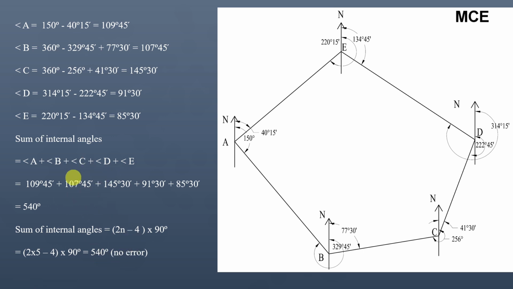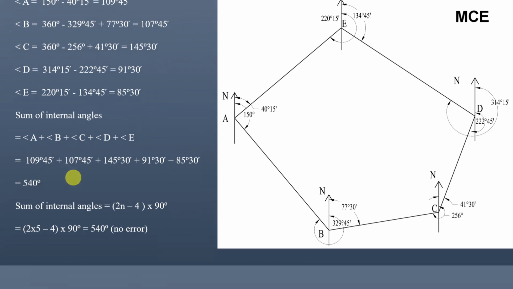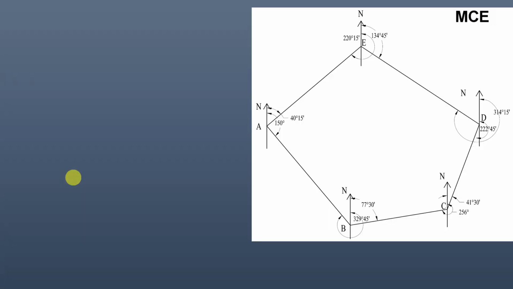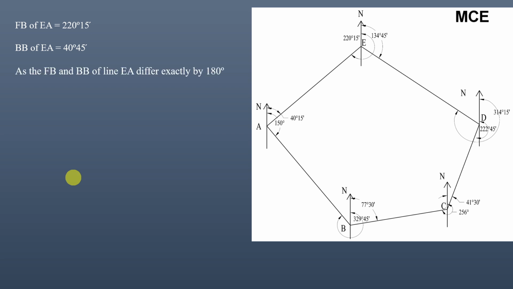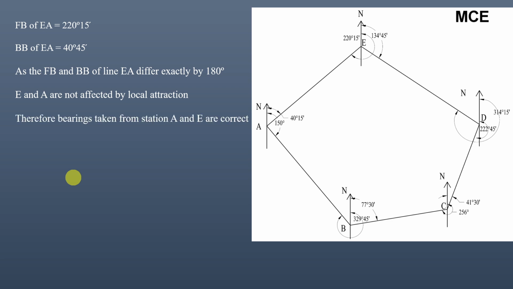After finding the internal angles, now we will calculate the correct bearings. First, we have to find the line for which the difference between the fore bearing and the back bearing is exactly 180 degrees. In our question, the fore bearing of line EA and the back bearing of line EA have a difference of exactly 180 degrees. It means that stations E and A are not affected by local attraction, and the bearings taken from these two stations are correct, because the difference of fore bearing and back bearing is exactly 180 degrees.